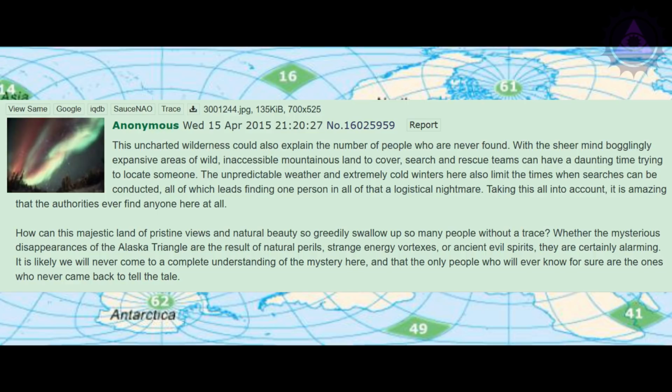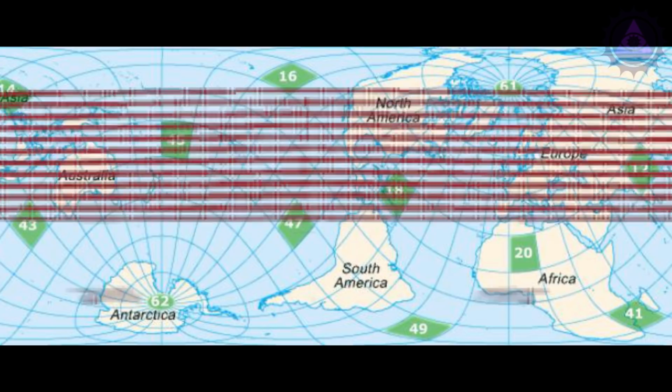How can this majestic land of pristine views and natural beauty so greedily swallow up so many people without a trace? Whether the mysterious disappearances of the Alaska Triangle are the result of natural perils, strange energy vortexes, or ancient evil spirits, they are certainly alarming. It is likely we will never come to a complete understanding of the mystery here, and that the only people who will ever know for sure are the ones who never came back to tell the tale.